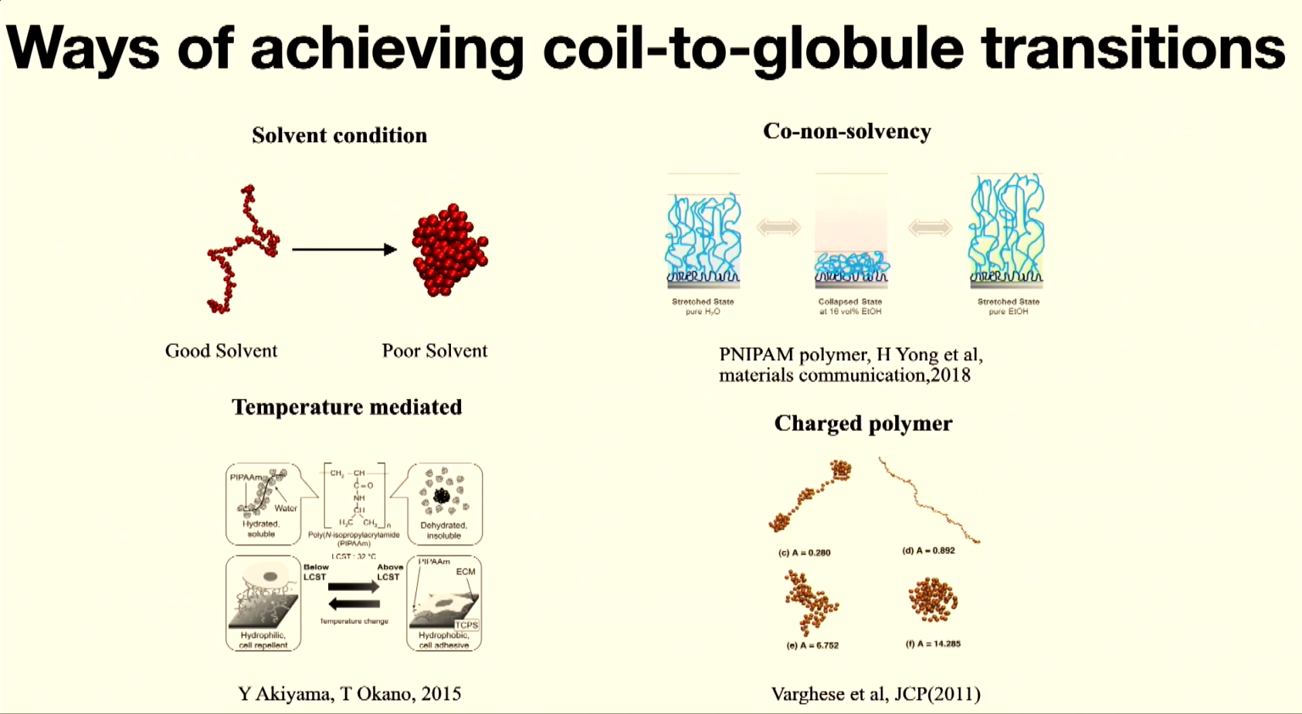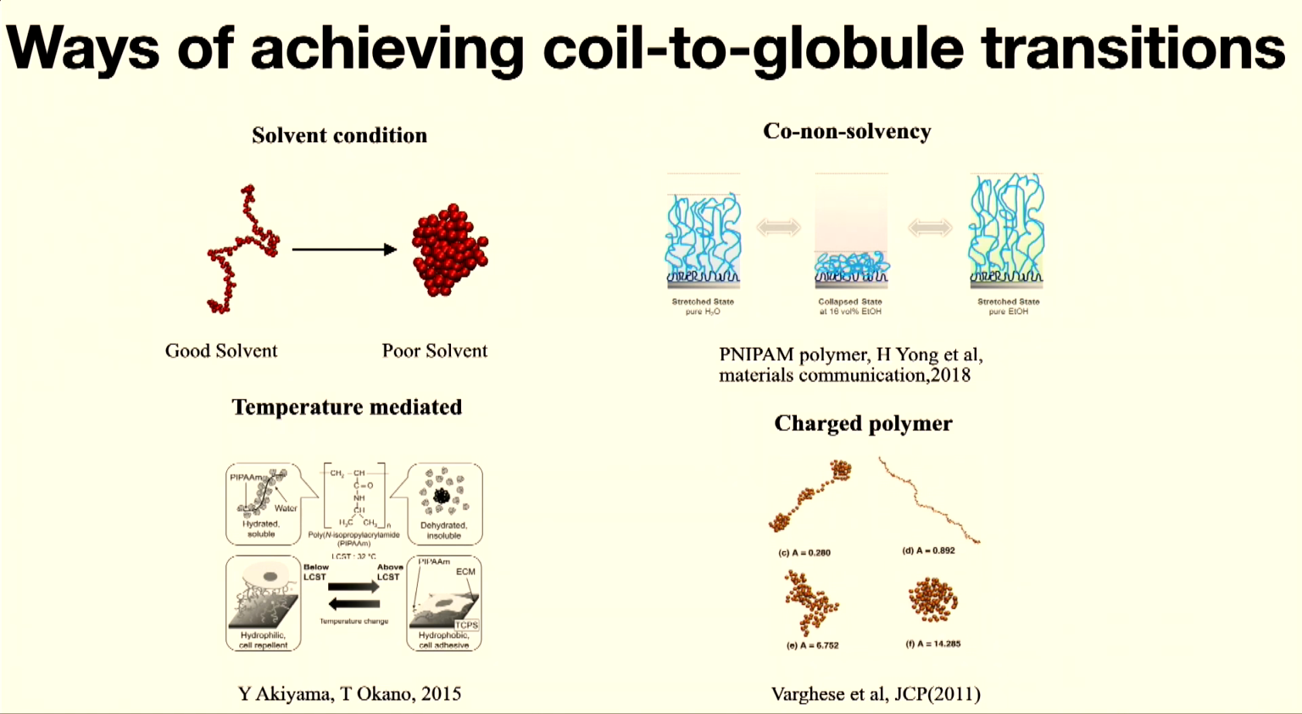Then, what are the common ways in which we can get a coil-to-globule transition? The coil-to-globule transition is relevant, as some of the speakers already said, since these are biologically relevant forms, whether the chain is in the extended coil structure or the globule structure. As I explained, the solvent condition can play a role in achieving the coil-to-globule transition. If the solvent quality is good and we change it to a poor solvent condition, we'll get an extended to collapsed structure.